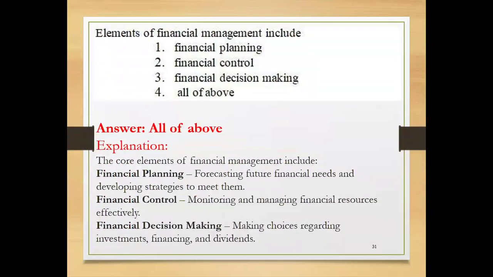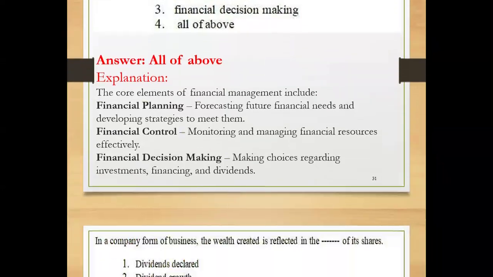The next question is, elements of financial management include financial planning, financial control, financial decision making, all of the above. Yes, all of the above. So the correct answer is that financial management includes financial planning, control, and financial decision making. Financial planning is forecasting future financial needs and developing strategies to meet them. Controlling is monitoring and managing financial resources effectively. Financial decision making is making choices regarding investments, financing, and dividends.